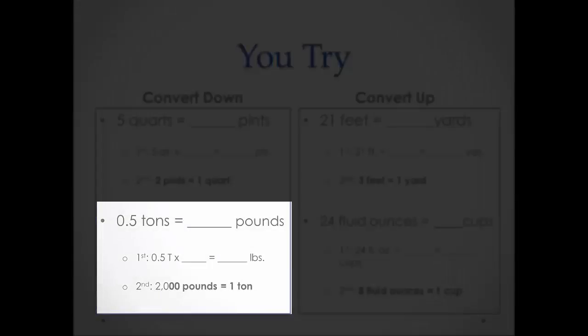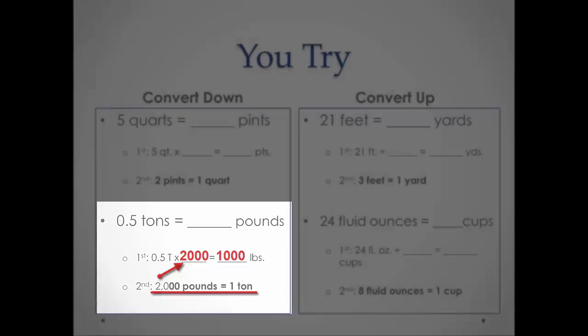In my second example, I'm going from tons down to pounds. I know tons is larger than pounds, so I'm going to convert down, which means I need to use multiplication. So I'm going to take what I know, 0.5 or 5/10 tons, times whatever my relationship tells me. And I know that my relationship tells me it's 2,000 pounds equals 1 ton. So I'm going to take 2,000 pounds, put it into my relationship, and then I get 1,000 pounds. So again, a half a ton equals 1,000 pounds.